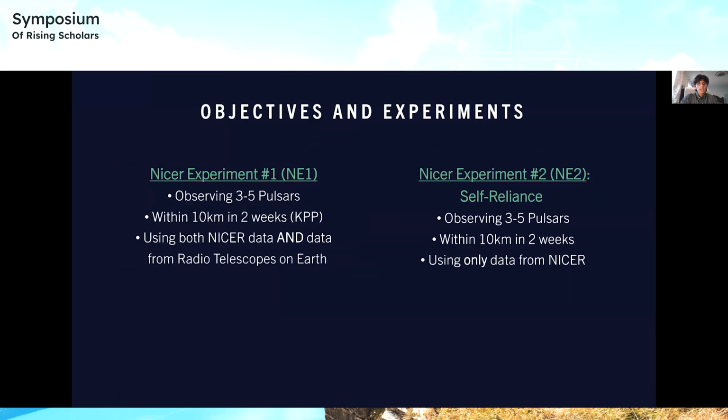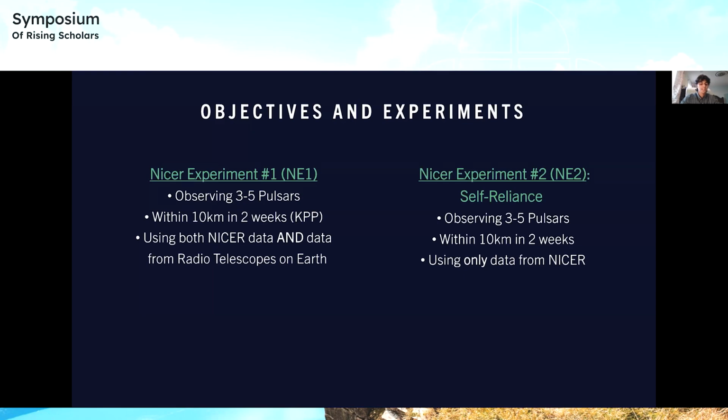All right, so the objectives and experiments in the SEXTANT mission of late 2017, early 2018 were NE number 1 and NE number 2. NE number 1, or NICER experiment number 1, is observing 3 to 5 pulsars for approximately 2 weeks to find out that your predictions of where the ISS is are within 10 kilometers of where the ISS actually is.